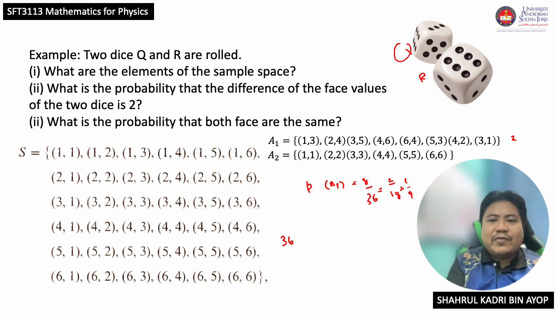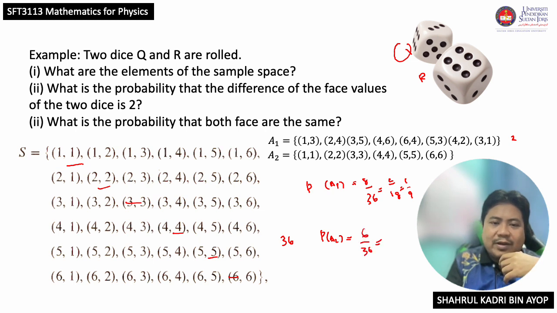And what is the probability that both dice show the same face? You can have 1 1, 2 2, 3 3, 4 4, 5 5, 6 6. So you have probability equal to 6 over 36, which is 1 over 6. Okay, that is the probability.